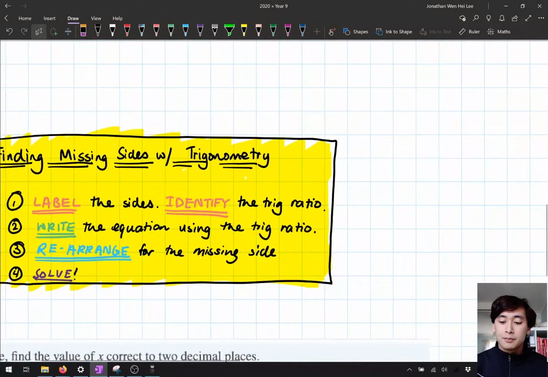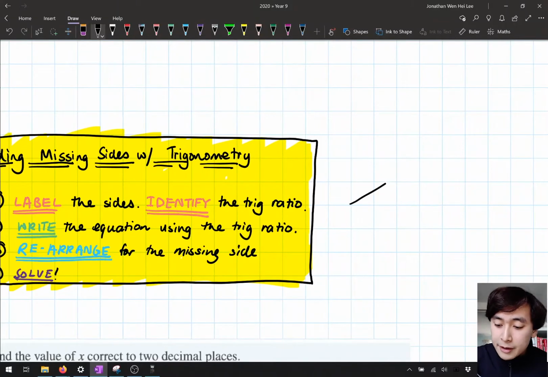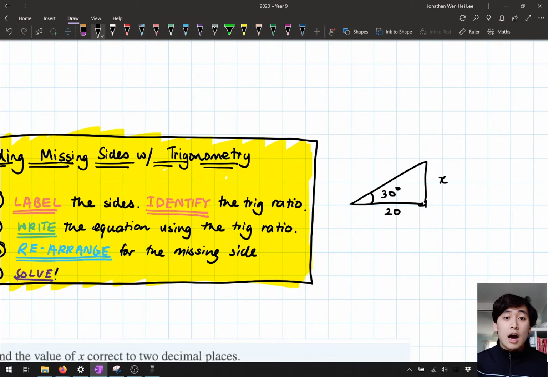So for example, if I have a triangle over here, and I get told that there's 30 degrees here, I've got x, and this side over here is 20, I first want to label my sides. I know this angle here, so instead of having theta, my angle is this 30 here. So I would have this side over here, which is my opposite side. I should have done this one first, but my hypotenuse is over here. And I've also got my final side here, which is my adjacent. So I label the sides.